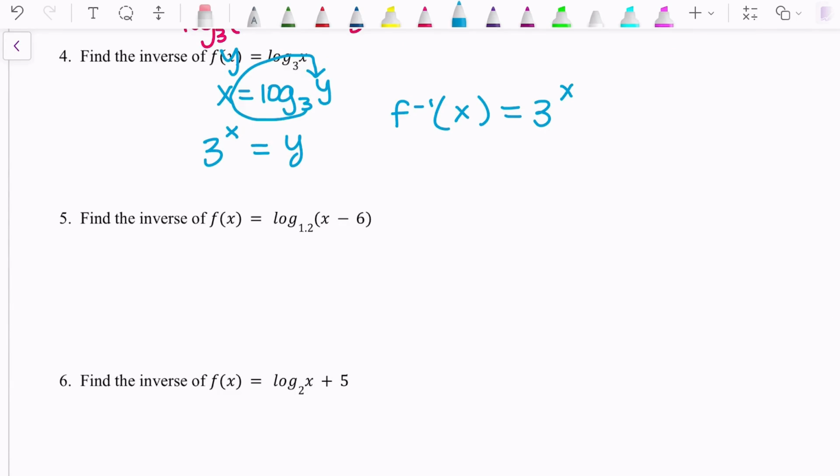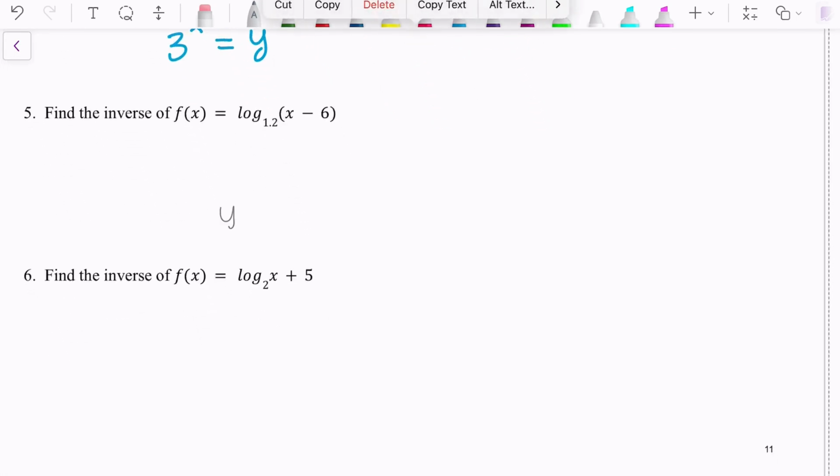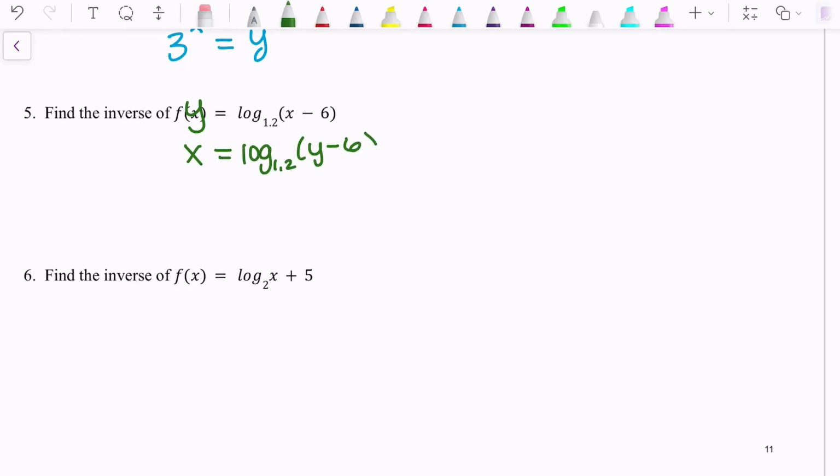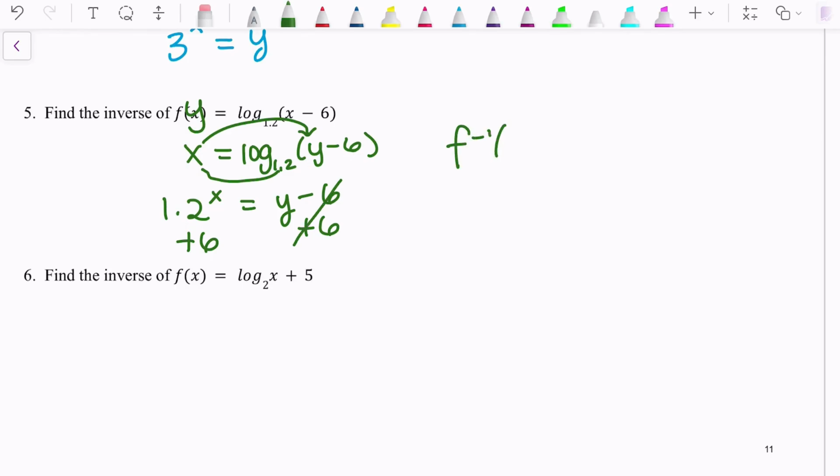All right, the next one. We have a y again right here. And I'm going to trade out x and y. And then I'm going to do the swoosh method. So base to the exponent is equal to the answer. 1.2 to the x is equal to y minus 6. I can drop the parentheses right here. I need to get y by itself, and so I'm going to add the 6. And then I'm going to write my fancy notation. The inverse function is 1.2 to the x plus 6.